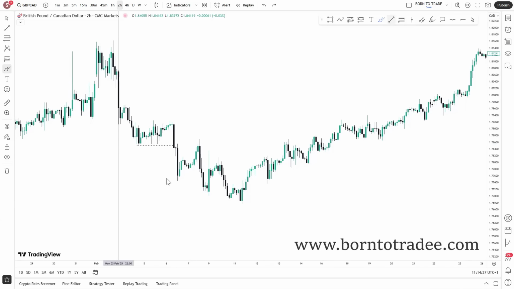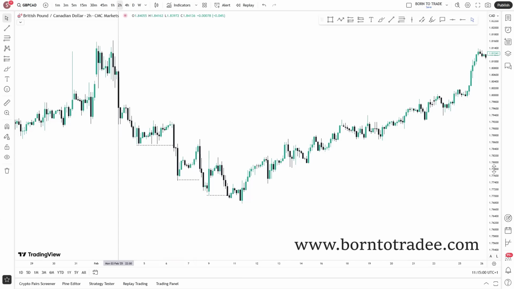So what does it mean? We have another break of structure to the downside. This simply means that price is in a downtrend. We can call it a downtrend or a bearish market. So price is in a downtrend. And after that, you see, we had another pullback and another break of structure to the downside. So this is another break of structure.